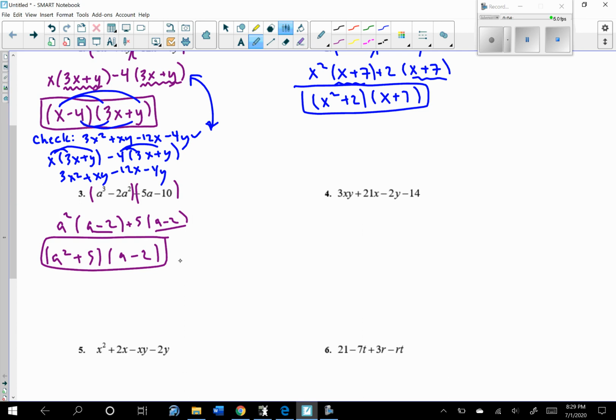So why don't you go ahead and pause the video and do 4, 5, and 6 on your own. When you're done, unpause and we'll check our work. So looking at question 4, same thing, group, then factor out the GCF.